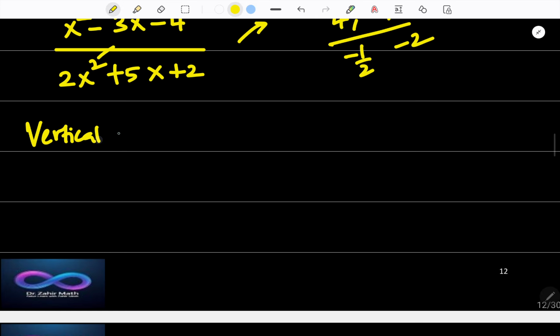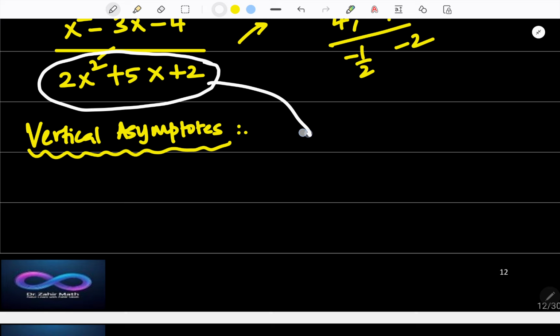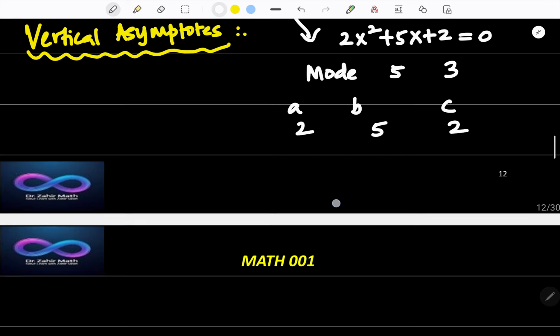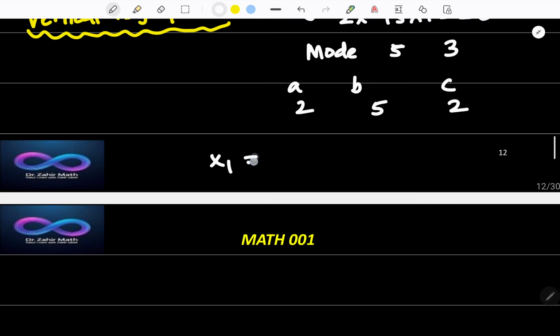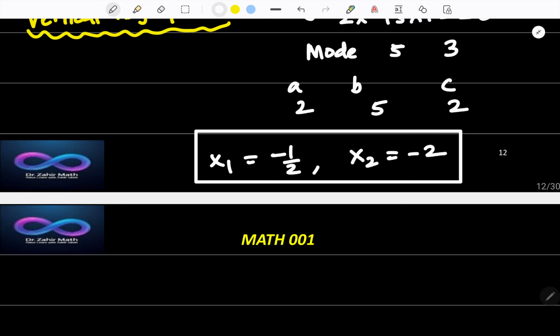For vertical asymptotes, what is the formula? You make the denominator equal to 0. So 2x square plus 5x plus 2 equals 0. Go to the calculator, mode 5 and then 3. What are your A, B, C? 2, 5, 2. Your x1 is equal to negative half and x2 is equal to minus 2. So these are your vertical asymptotes.